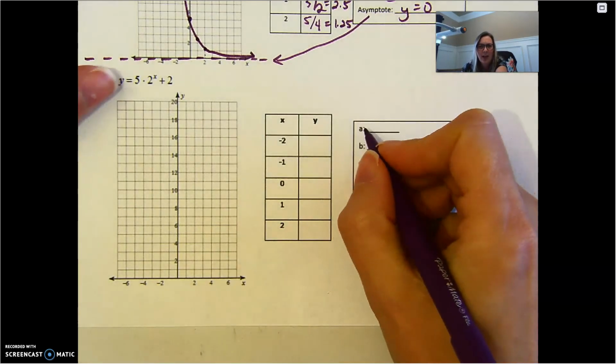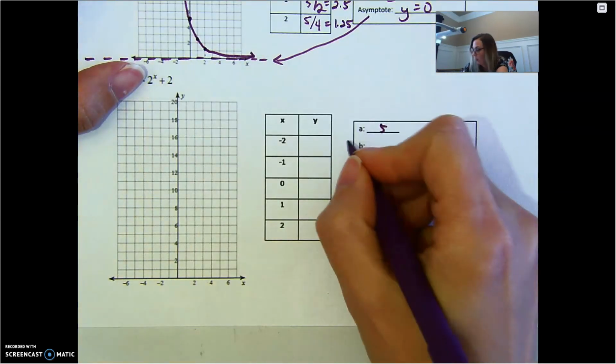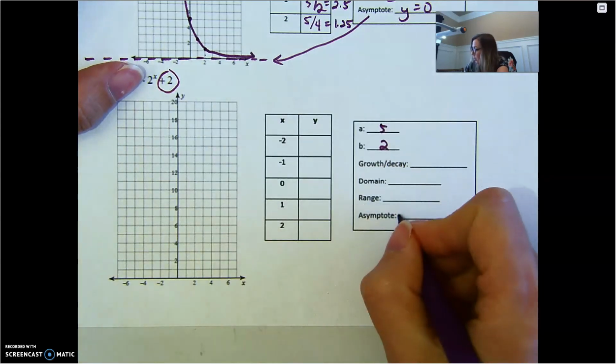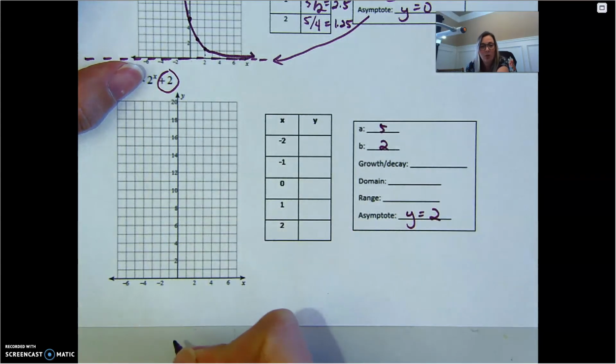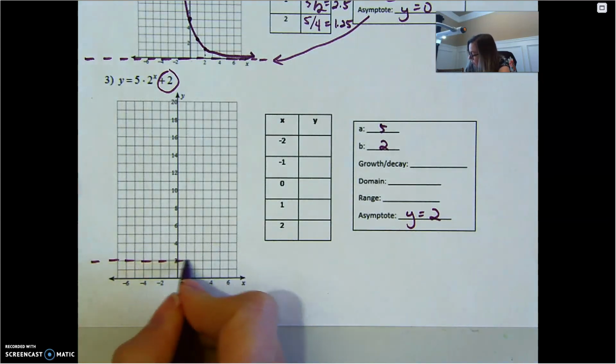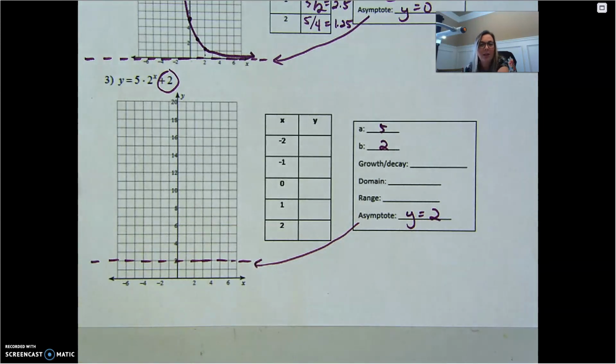All right, so your A, your initial point is 5. Your base attached to the variable is 2. And notice this time we actually do have an asymptote. So this asymptote is going to be at y equals 2. So I'm going to go ahead and get it in here. Y equals 2. That's where my invisible electric fence is going to be this time.